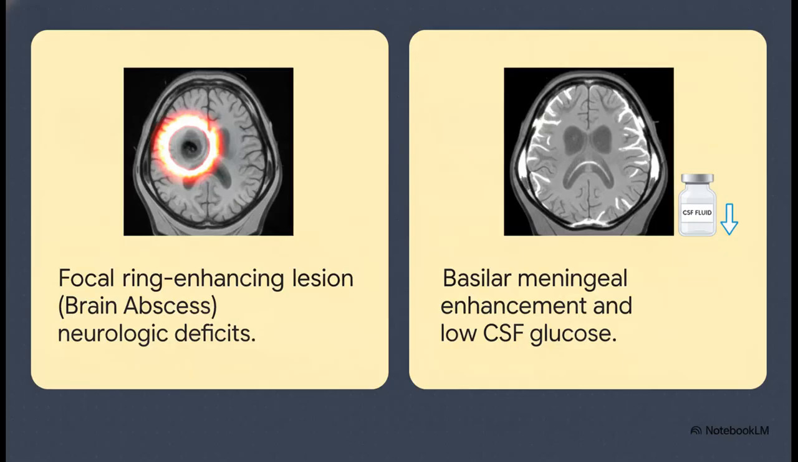Now, this is your exact diagnostic differentiator between a brain abscess and TB meningitis. A brain abscess gives you that focal ring-enhancing lesion and focal neurologic deficits. Tuberculosis meningitis, which happens pretty often in HIV patients, presents with basilar meningeal enhancement and hydrocephalus on imaging. Plus, their CSF will show an extremely low glucose, elevated protein, and a lymphocytic pleocytosis.